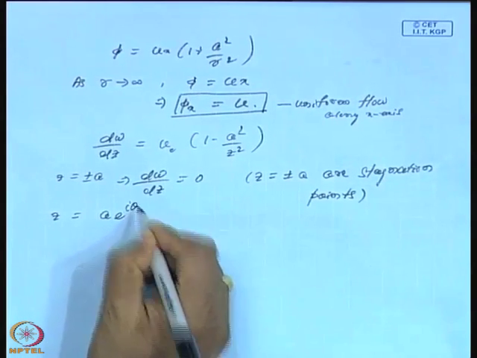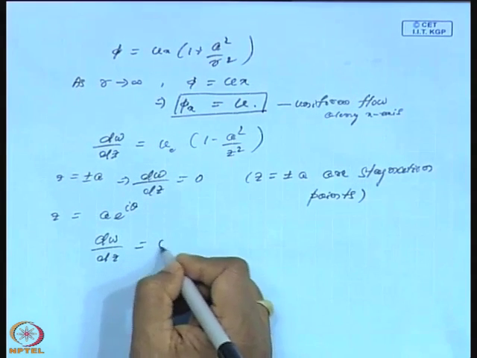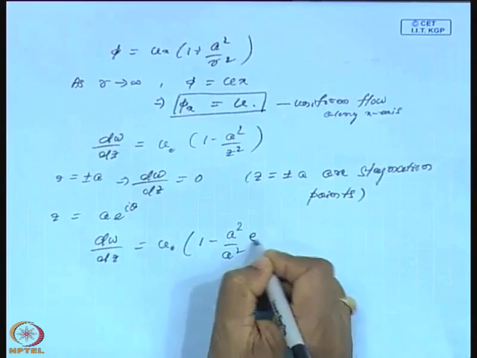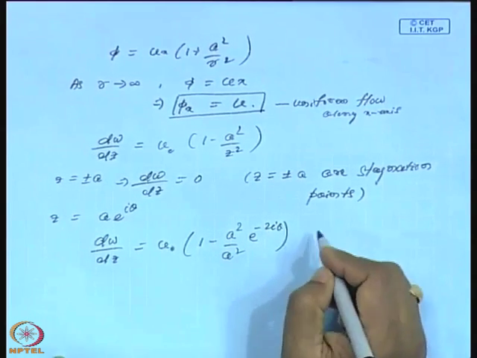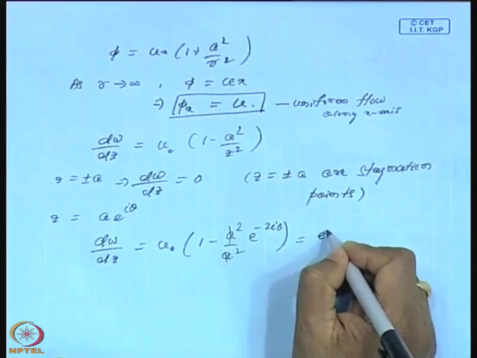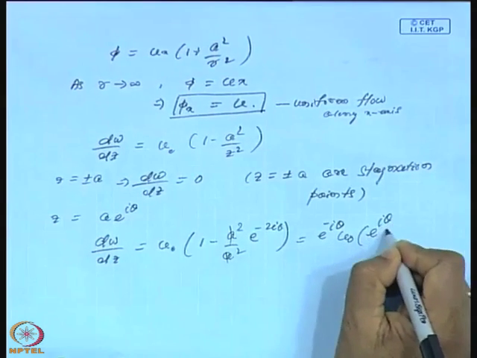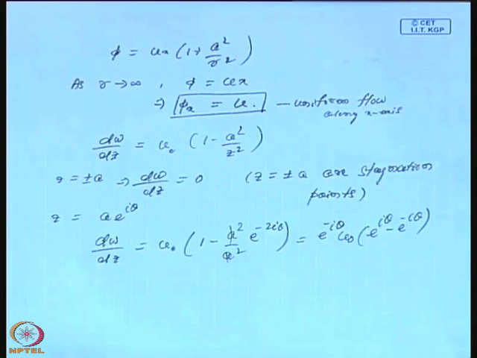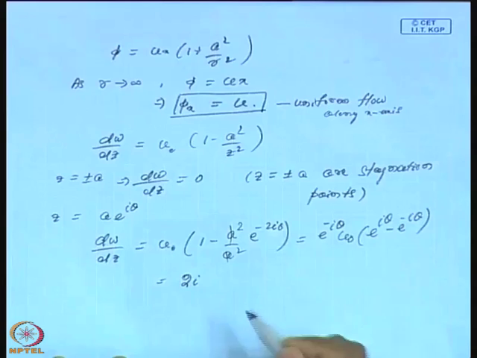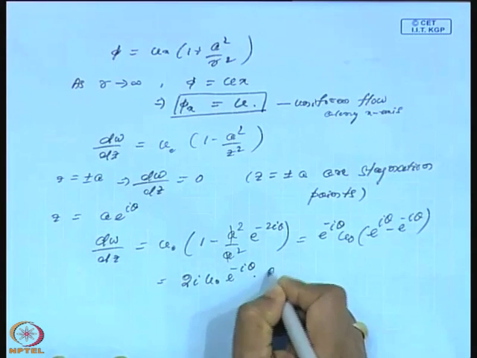Again, if you look at it in a different manner, suppose z is a e to the power i theta. What will happen to dw by dz? This will be u naught into 1 minus a square by a square e to the minus 2i theta, which I can always write as e to the power i theta, e to the minus i theta into u naught. So I will have e to the power i theta minus e to the minus i theta, and that will give me 2i u naught e to the minus i theta into sin theta.